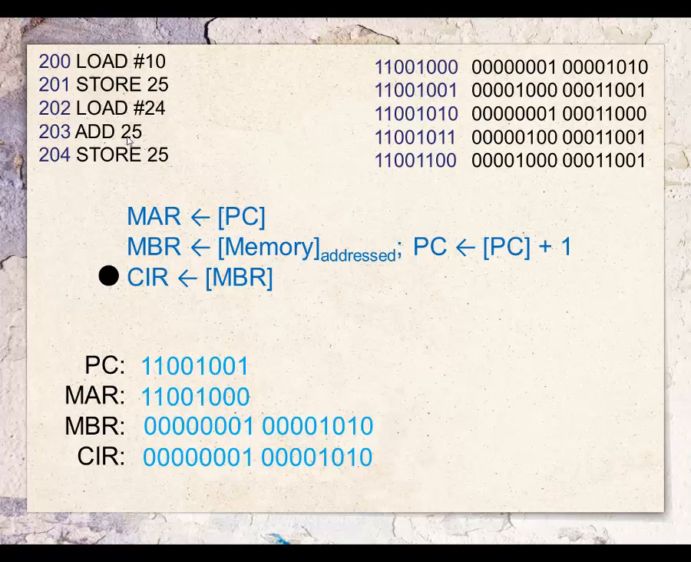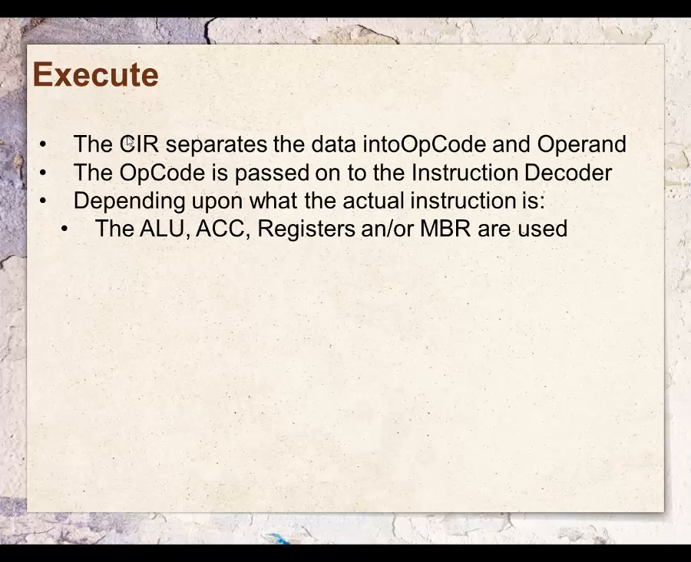From the fetch sequence, we then go to the execute. Now the execute, as it says here, is that the current instruction register automatically separates the instruction into opcode and operand. As soon as it's received the data, at the next cycle, it passes the opcode to the instruction decoder. The instruction decoder then decodes the instruction and, utilizing the ALU and the accumulator, executes that instruction and then goes back around and allows the fetch sequence to start again.